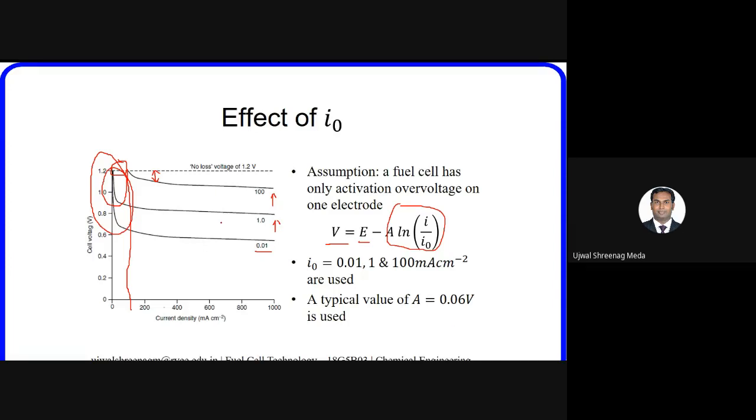And all these plots are obtained by considering a value of 0.06 for the constant A. So this is about the activation loss or activation over voltage.